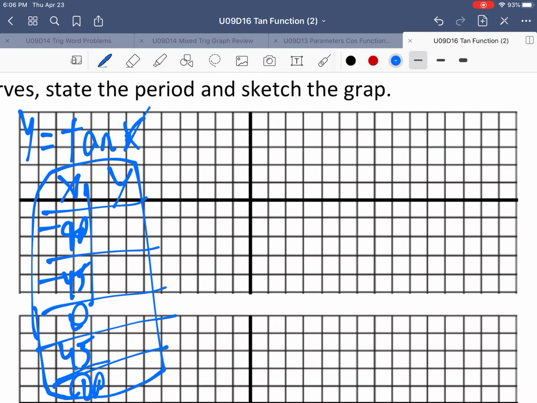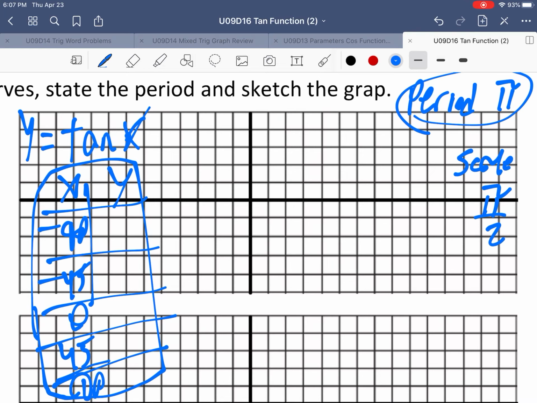Now you'll notice that runs between negative 90 and 90 degrees, and that's because the period of this graph is going to be pi, meaning it completes the full cycle between negative 90 and 90, or a full 180 degrees. Important to know is whatever your period is, your scale on your x-axis has to be half of that. So the scale should be pi divided by 2. So we're going to place enough space here, and we're going to count by pi's over 2.